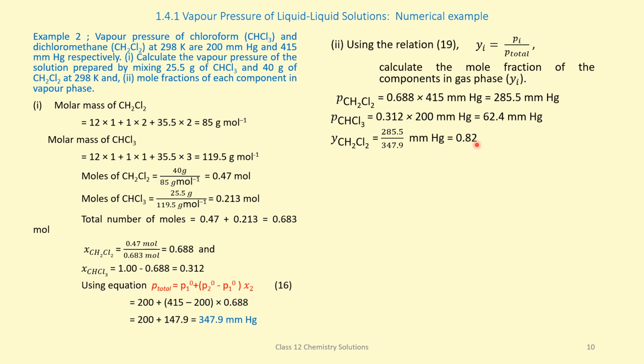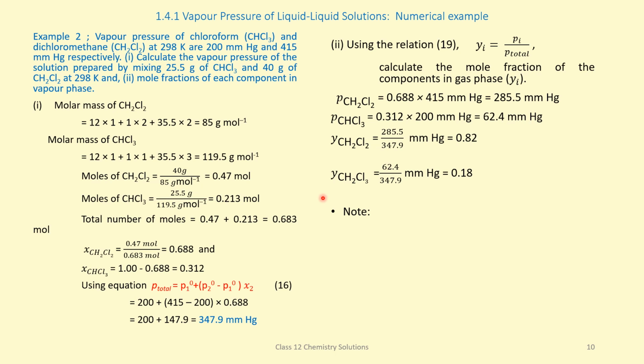That is the value of P total, which is equal to 0.82. So Y of CHCl3 will be 62.4 mm of Hg divided by 347.9 millimeters of mercury. Its value simplifies to 0.18. So there is one small note.